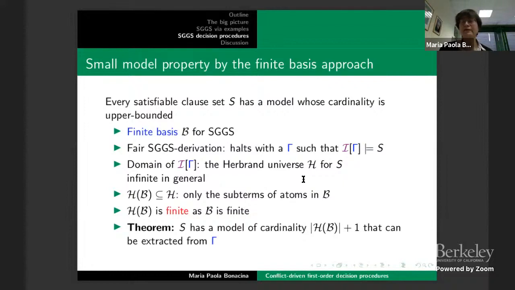Why? Because remember that SDGS is model constructing, so if it terminates, the interpretation induced by the final trail is a model. However, this model is a Herbrand interpretation, so it has as domain the Herbrand universe, which in general is infinite. So that alone does not give us a finite model. However, if the derivation is in a finite basis, we can take the set of terms that appear as subterms in the atoms of the basis, and we get a finite set of terms, which gives us a finite domain for a model. And we don't need anything bigger because we can build this model by determining the truth of atoms from the trail.